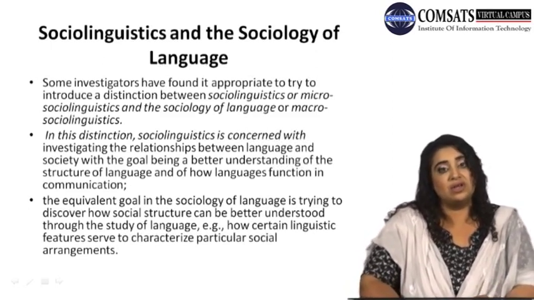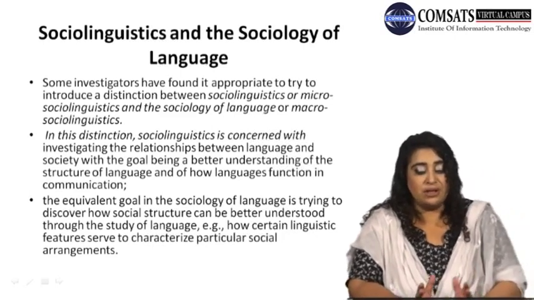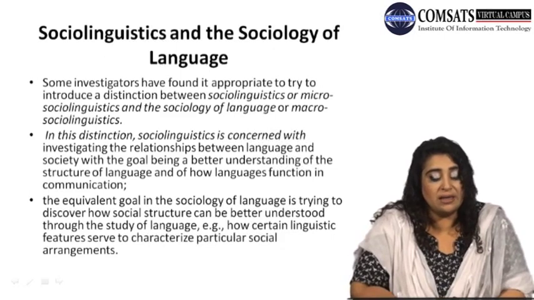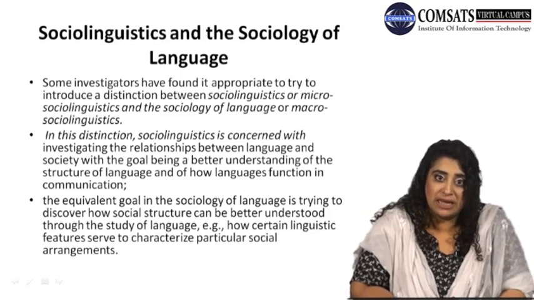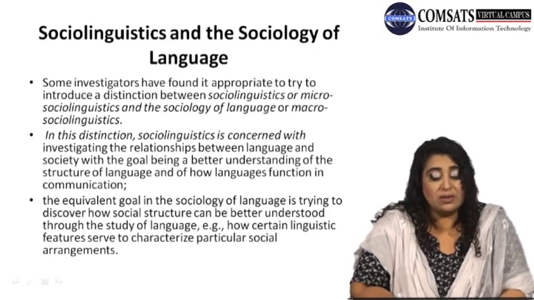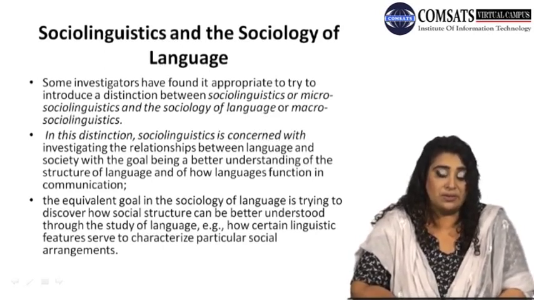So in this distinction, sociolinguistics is concerned with investigating the relationships between language and society, with the goal being a better understanding of the structure of language and how languages function in communication. So it's all about the better understanding of the structure of language and how languages would function in communication according to the society rules. The equivalent goal in the sociology of language is to try to discover how social structure can be better understood through the study of language.